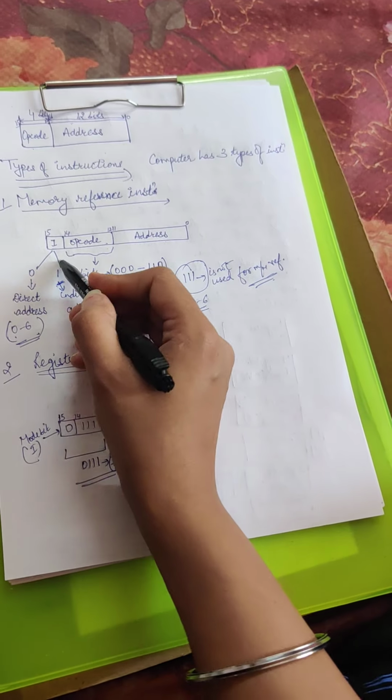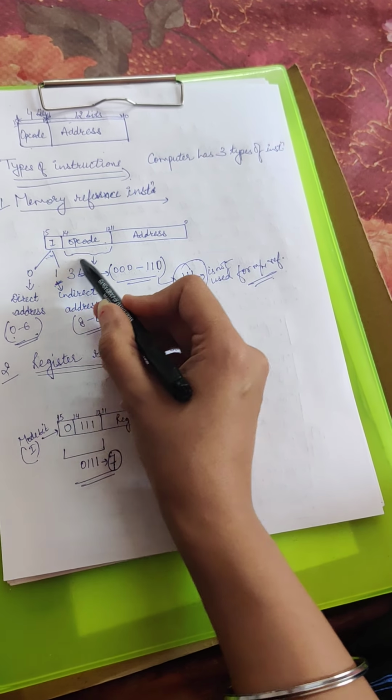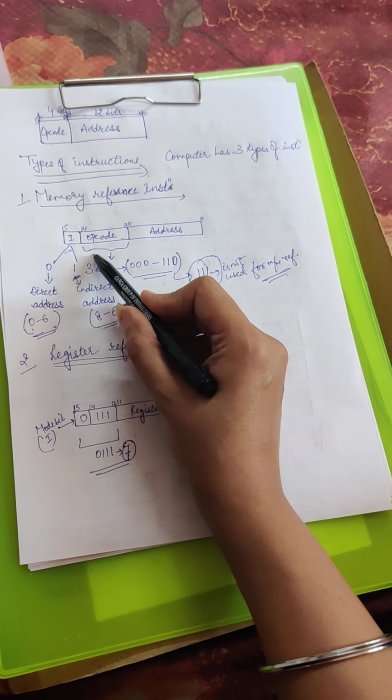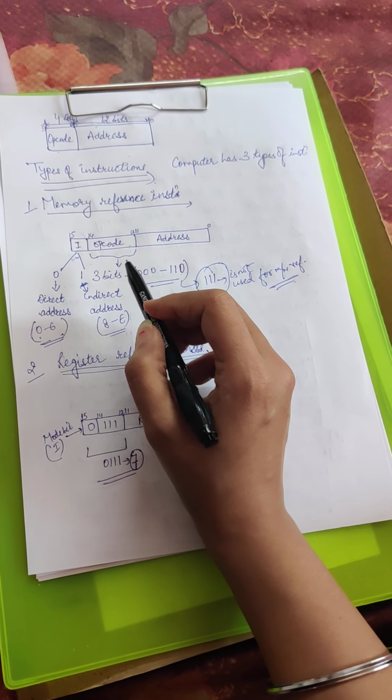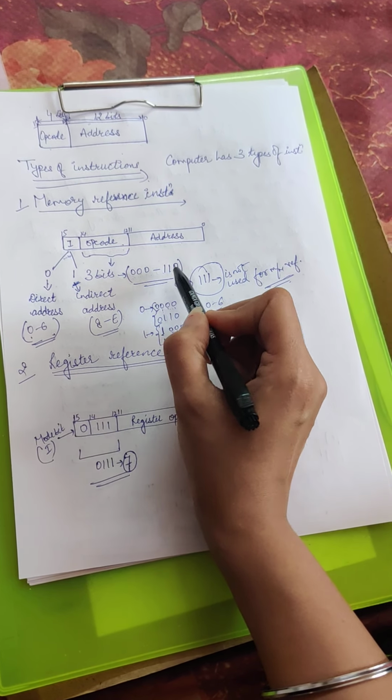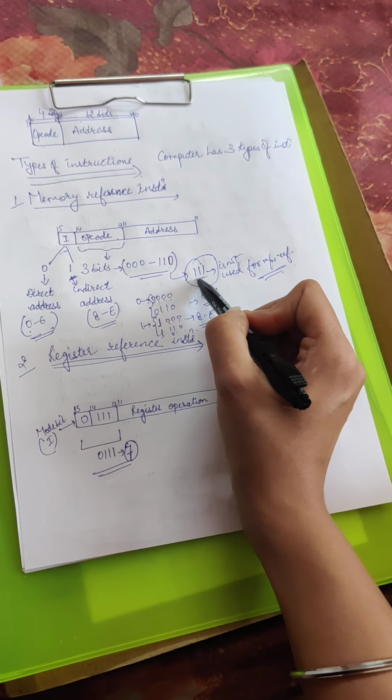It depends upon this mode bit. What is the value of our opcode? For 3 bits, we know we have 8 values, 0 to 7. But here we are using only 0 to 6, 7 values. The 7th value is not used.